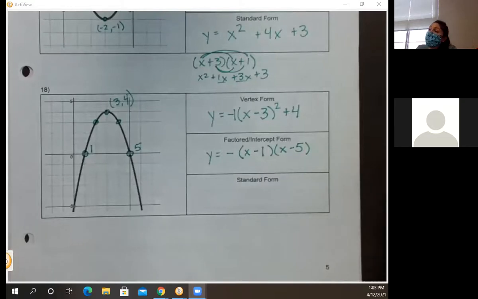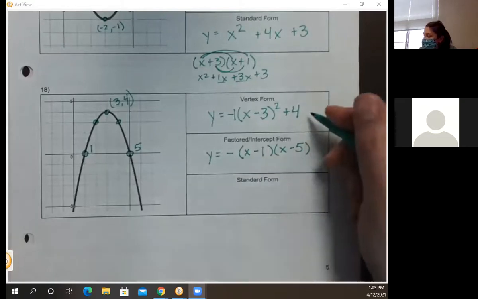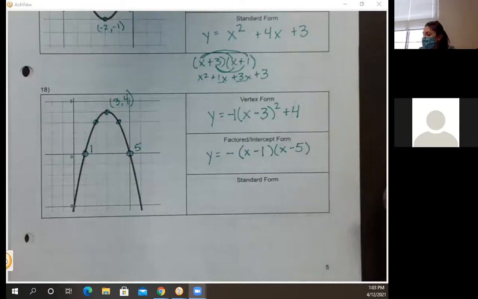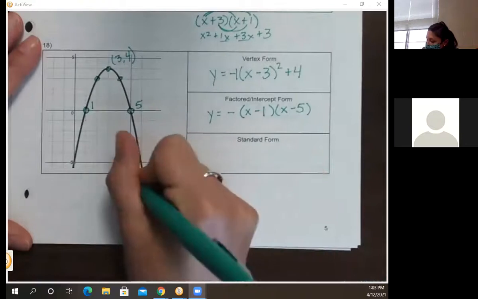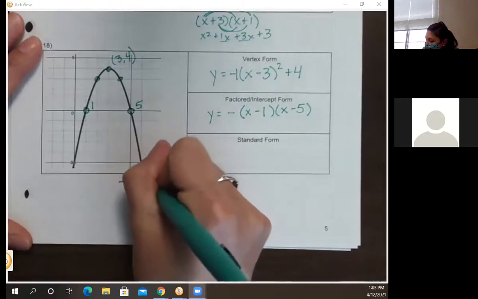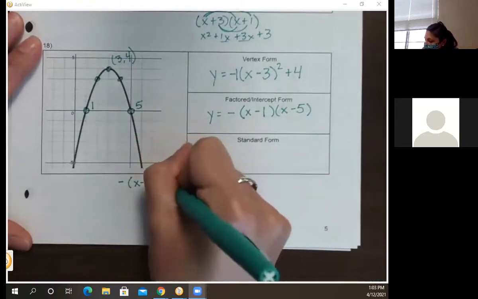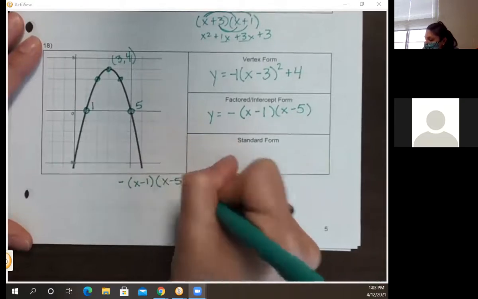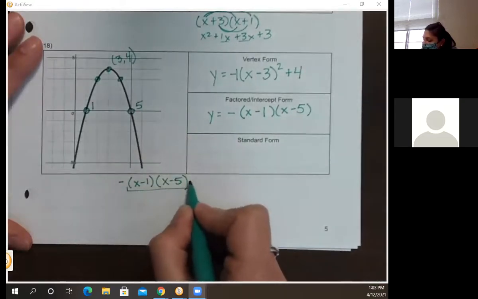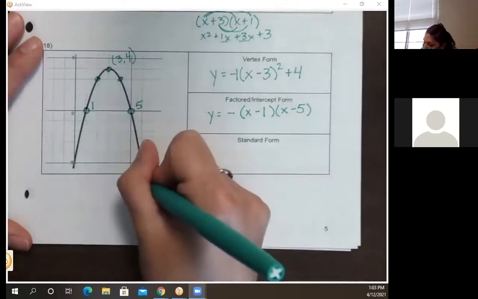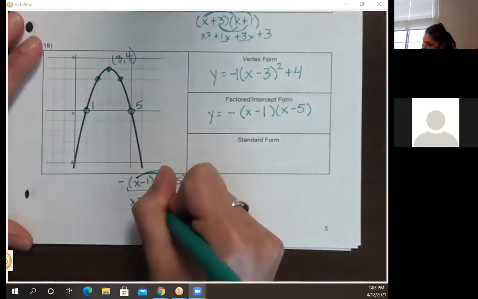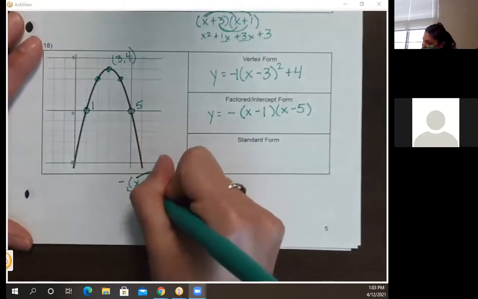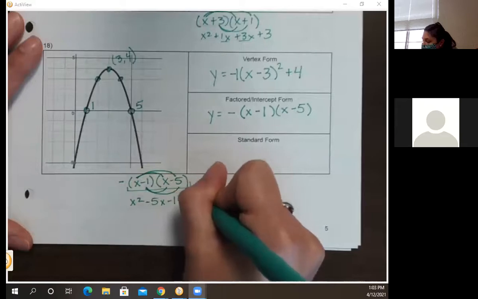Now, finally, for standard form, again, we're going to have to distribute one of the functions we already have. Again, I'm going to distribute our intercept. So this would be negative x minus 1 times x minus 5. I'm going to multiply these guys first. So this would be x squared minus 5x minus 1x plus 5.